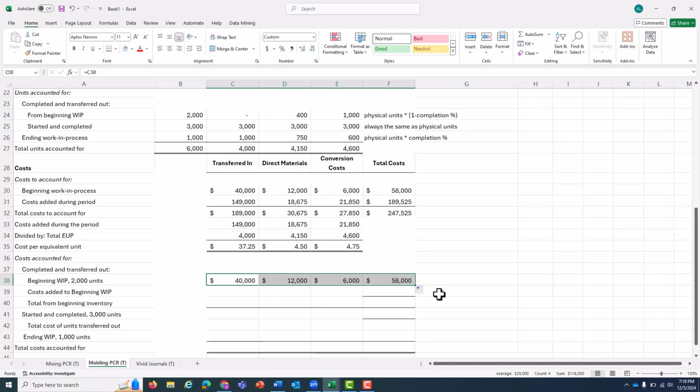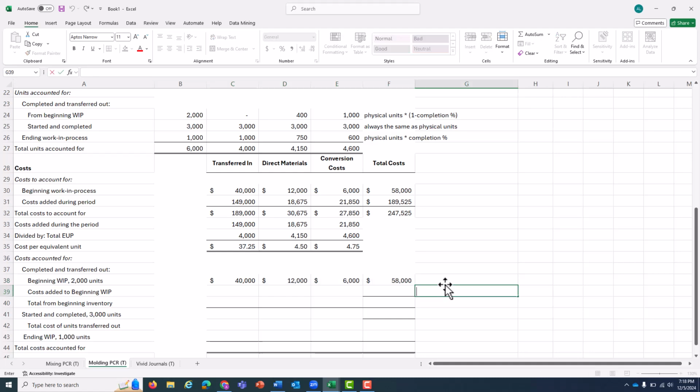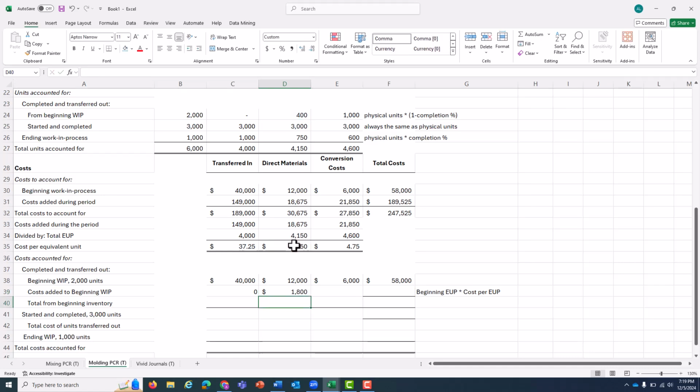For our costs that got added to beginning WIP, we take our beginning EUP, equivalent units, and we multiply that by our cost per equivalent unit of production. So our beginning WIP has equivalent units of production of 0, times the $37.25 cost per equivalent unit is a big fat 0. For our materials portion of it, it took us enough costs to make 400 equivalent units to complete those units in beginning WIP, and each equivalent unit costs $4.50. So $1,800 was added for material costs to the units in beginning WIP to finish them.